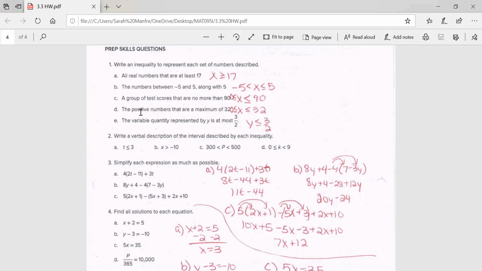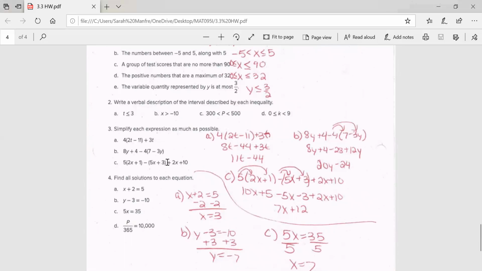Question 2, write a verbal description of the interval described by each inequality. This is just saying a number is less than or equal to 3. A number is greater than negative 10. A number is in between 300 and 500. And this one says a number is greater than or equal to 0 and less than 9. Okay, I didn't write those out. I didn't have enough room to do that, but those would be the answers.